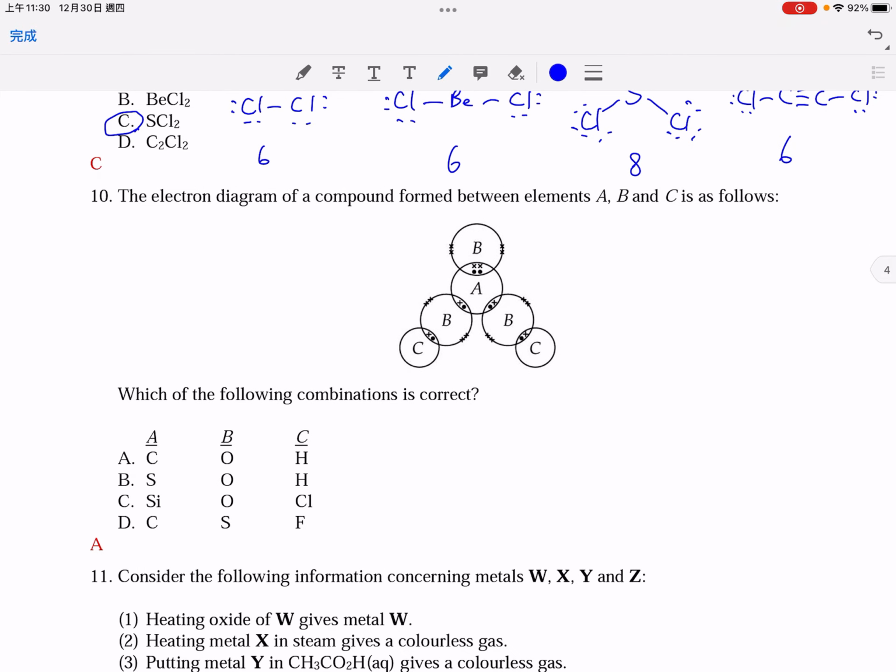Question number 10. From the sharing of electrons, you can find that B is a group 6 element because it shares the electron like this. And then A is a group 4 element. You see, there are 1, 2, 3, 4 electrons. And finally, C is probably hydrogen because it shares just like this. So the answer is A.